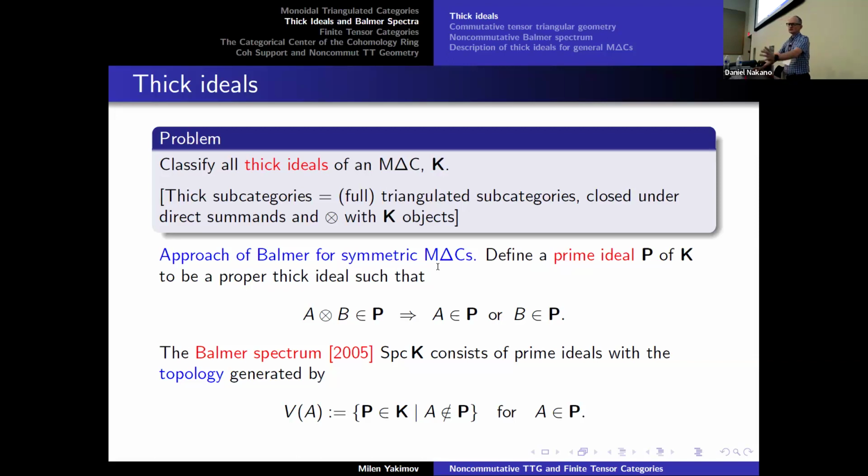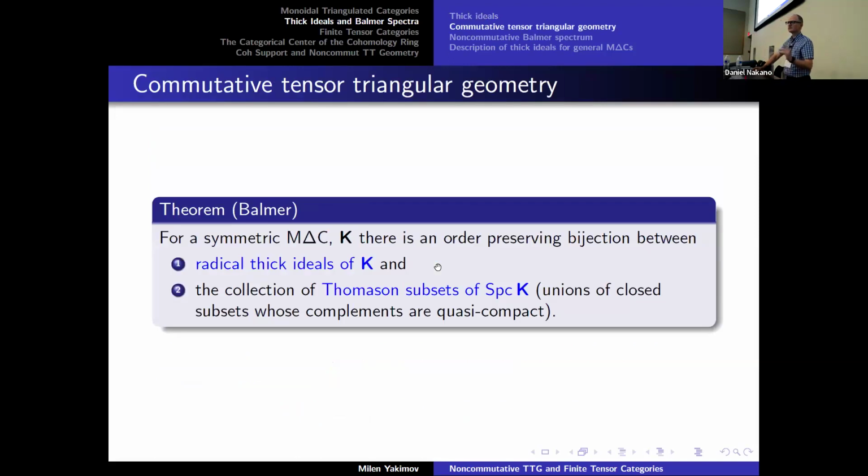Now I should formulate Paul's theorem. Paul's theorem is that if you have a symmetric monoidal triangulated category K, then there is an order-preserving bijection between the radical thick ideals, which is what we wanted to classify, and the collection of Thomason subsets of the spectrum of K. Thomason subset means that it's a union of closed subsets with the property that the complement of each of them is quasi-compact. If you knew that the Spc of K is a Noetherian topological space, then instead of working with Thomason subsets, you could work with specialization closed subsets, which are just possibly infinite unions of closed subsets.